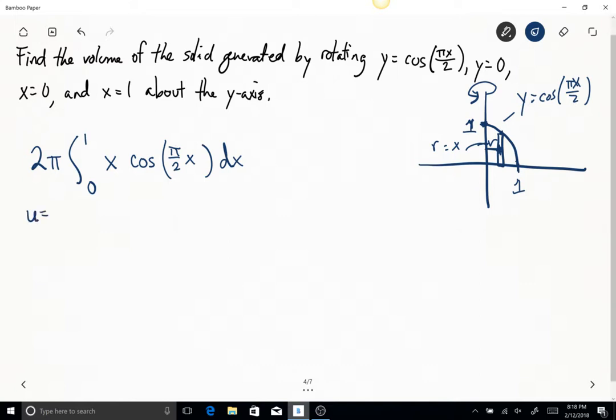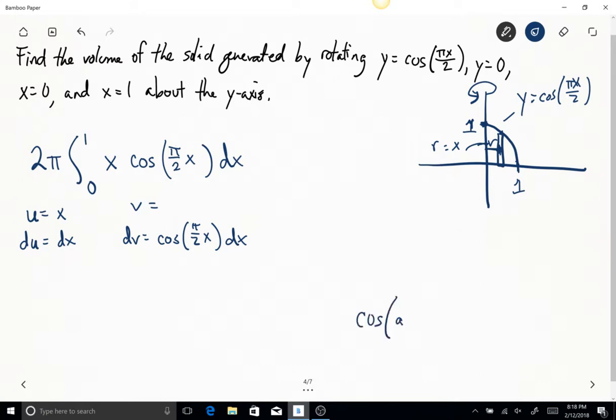So in order to use integration by parts, usually we want to get rid of that x, so we let u equal x. That means du equals dx. So that means dv has to equal cosine of pi over 2 times x dx, right? So finding that antiderivative, you may or may not know it, but I'll give you a general idea.